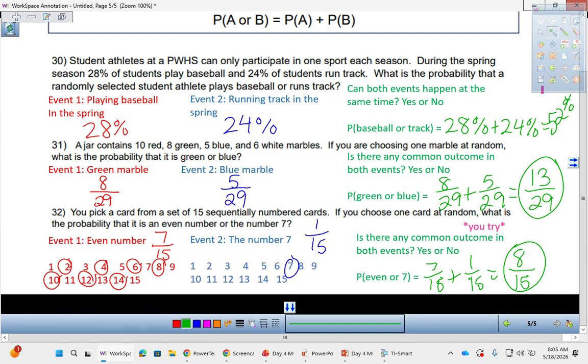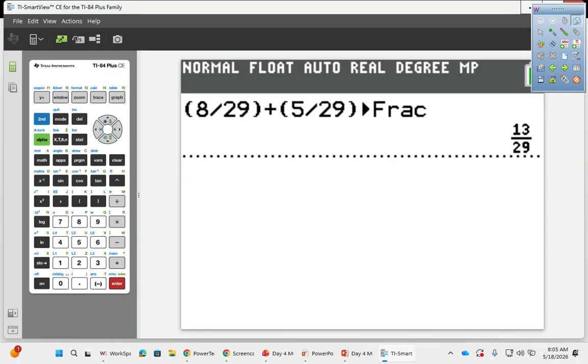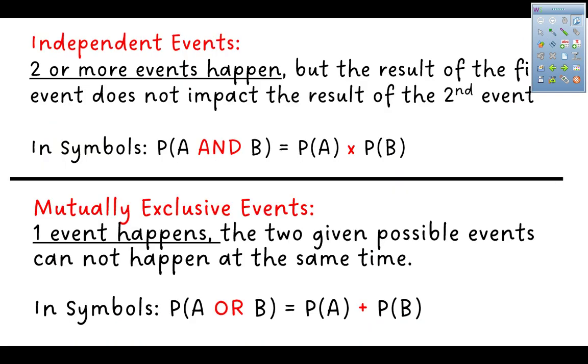You okay with that? So we've got independent events. Multiple things are happening. Independent events, 2 or more events are going to happen. I'm going to pick the even number, and then in the next breath, I'm also going to pick the 7 after that, right? So 2 things are happening. If that is the case, then I'm multiplying.